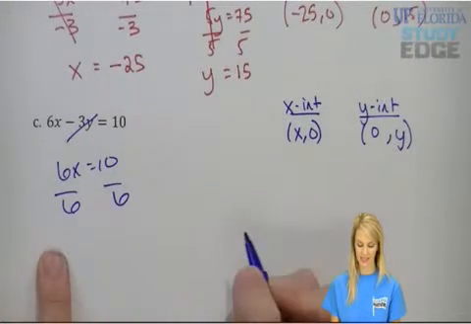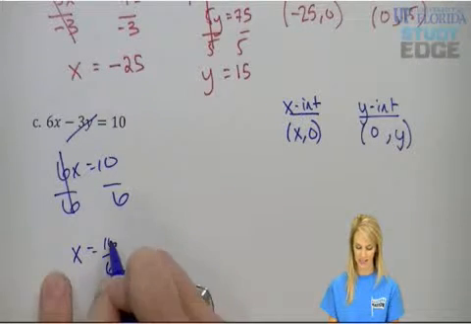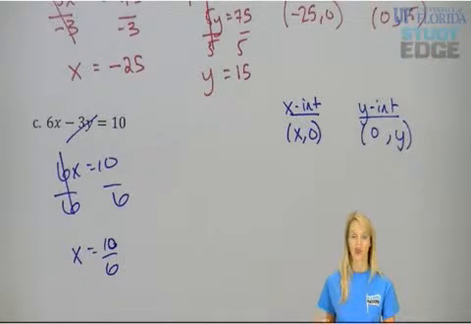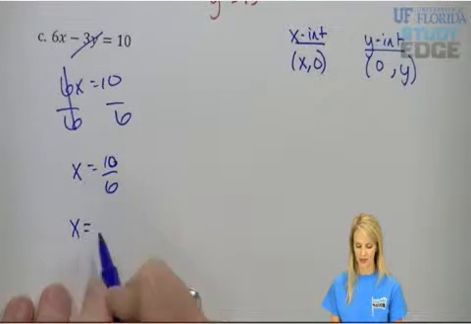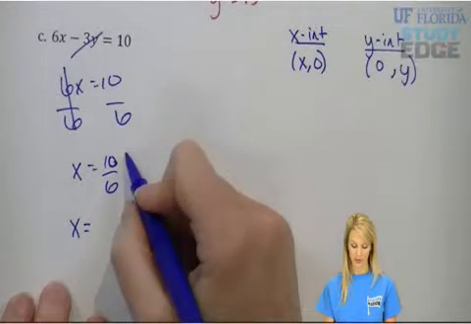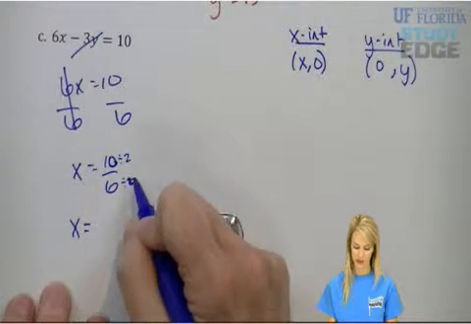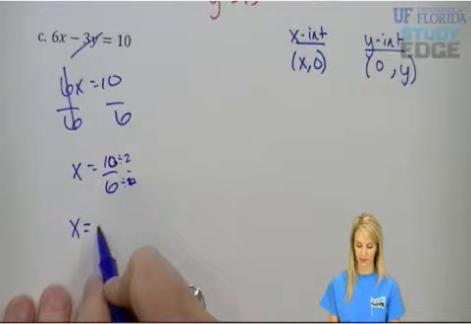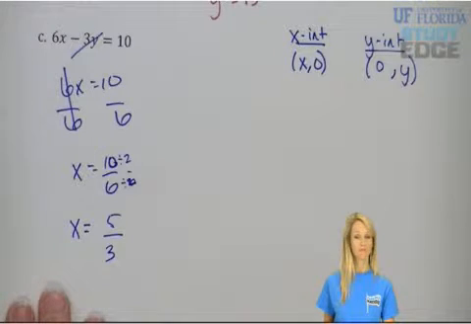Divide by 6, divide by 6. 6 over 6 cancels. We get x equals 10 divided by 6. Are we done? No. We always want to reduce our fractions. So what number goes into both of these? Well, 2, they're both even, so we know 2 goes into them. 10 divided by 2 over 6 divided by 2. Let's see what we get. 10 divided by 2 gives us 5. 6 divided by 2 is 3. Can that be reduced? Nope.